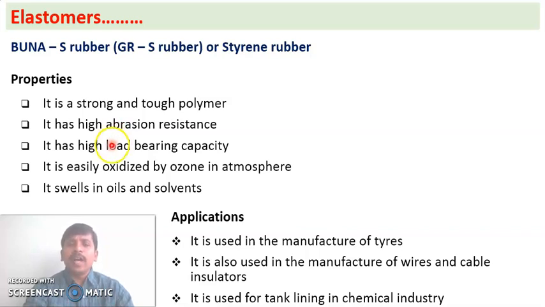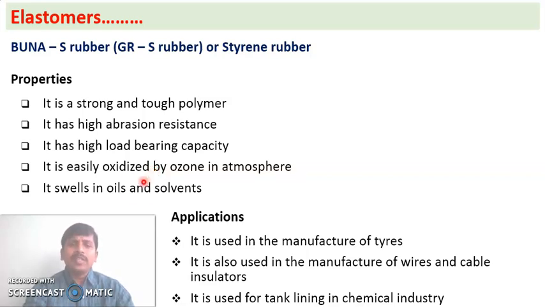The next property is high load bearing capacity. As Buna rubber is a strong polymer, it can bear heavy loads. The next property is that it is easily oxidized by ozone when exposed to the atmosphere. In the atmosphere, ozone is present. When Buna rubber is exposed to atmosphere containing ozone, it is easily oxidized. Its oxidation resistance is poor, so it will be easily oxidized by oxidizing agents.